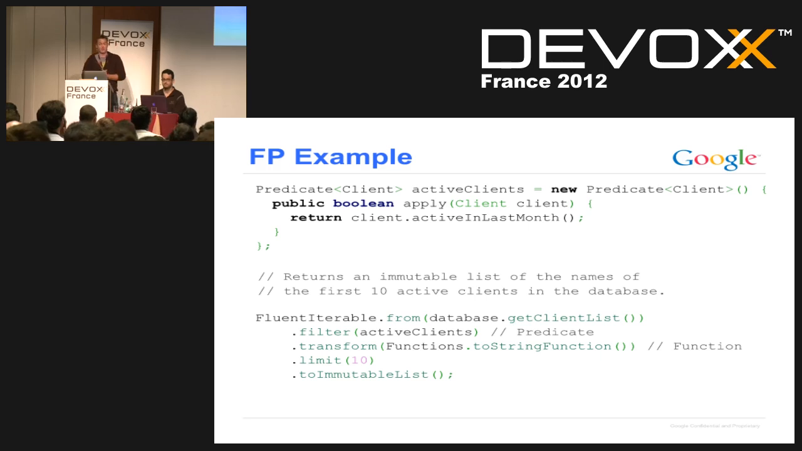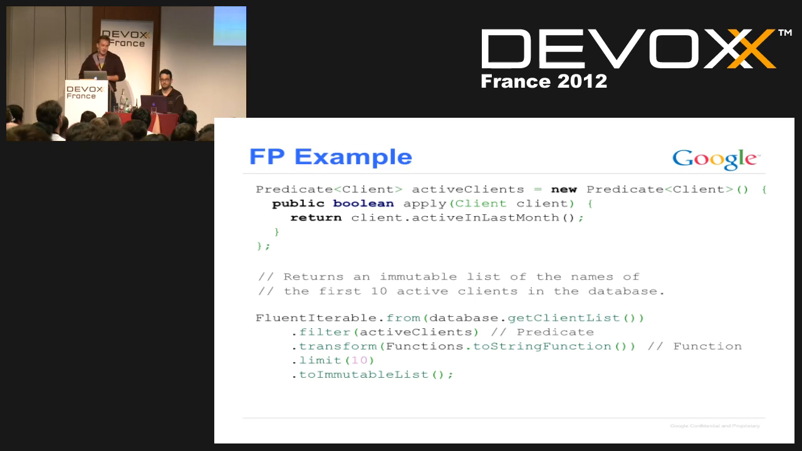Okay, so this is our functional programming example. Here we're defining a predicate, and this predicate is going to be on clients. Again, we're overriding the apply method. Here we're going to determine that this predicate matches clients that have been active in the past month. We're also introducing here FluentIterable, which is new in our Guava 12 release. This lets you do chaining of all these different options on an iterable, and it makes it very clean to read.